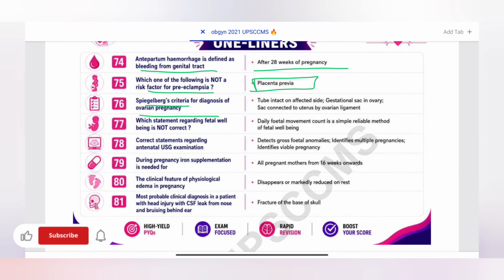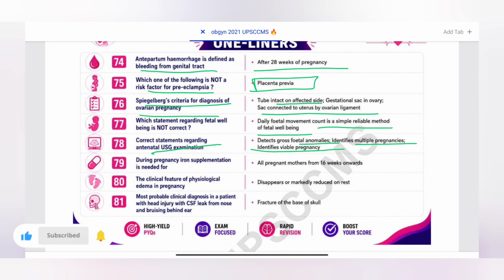Spiegelberg criteria diagnose ovarian pregnancy. Remember, the tube is normal. The sac within the ovary is connected by the ovarian ligament. Daily fetal movement counting is a simple and reliable assessment of fetal well-being. A very important community medicine integration. Next, routine antenatal ultrasound helps detect fetal anomalies, multiple pregnancy, and viability. Iron supplementation should begin from around 16 weeks in all pregnant women as per national guidelines.